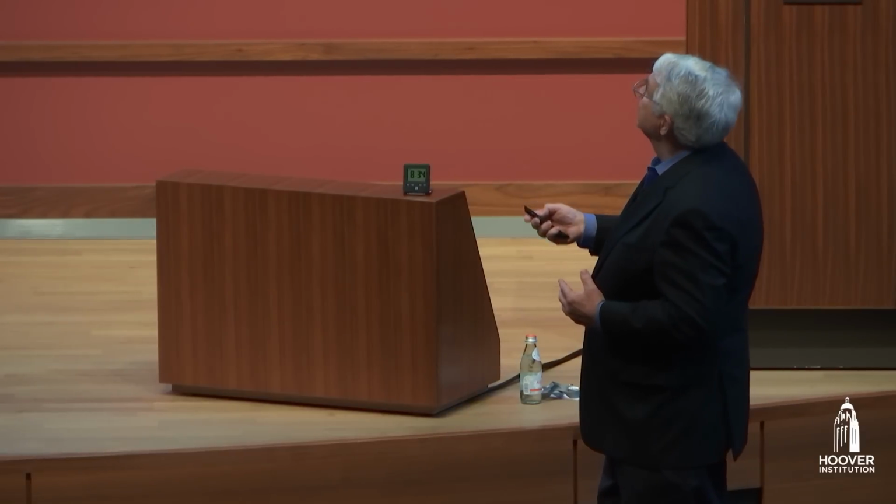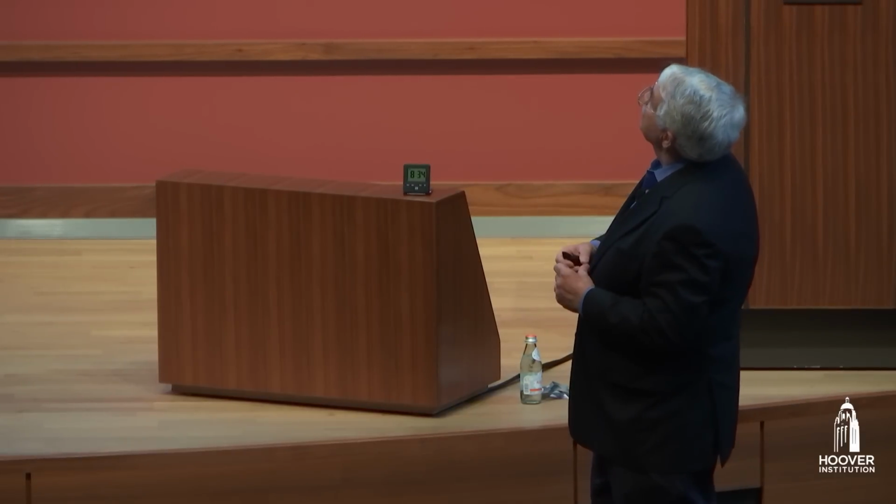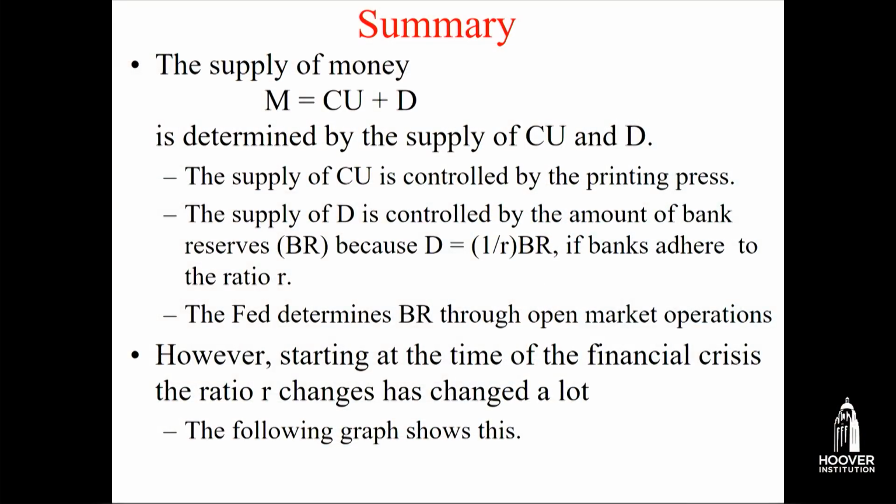So given that, you've got the answer. To summarize, money supply is the sum of currency plus deposits. Currency is controlled by a printing press. The supply of deposits is controlled by altering the amount of bank reserves. And the Fed can determine the amount of bank reserves through these open market operations.